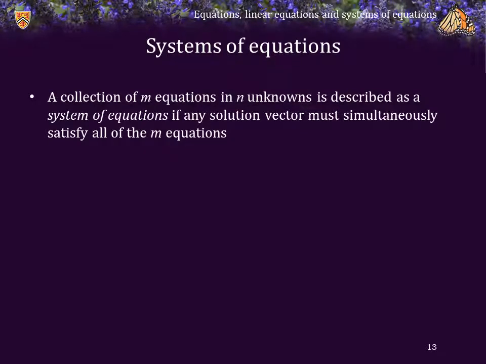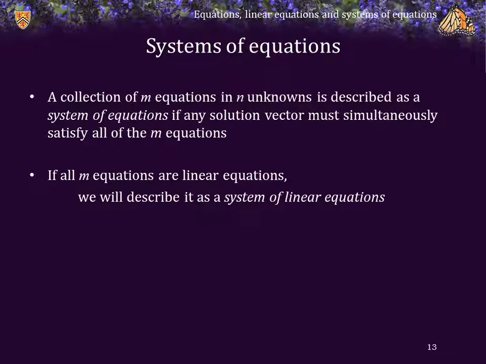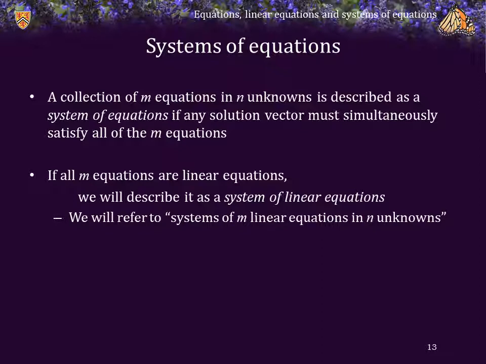Now, a collection of m equations in n unknowns is described as a system of equations if any solution vector must simultaneously satisfy all of the m equations. Now, if all m equations are linear equations, we will describe it as a system of linear equations. We will often be referring to systems of m linear equations in n unknowns.